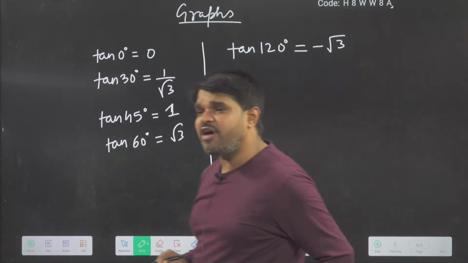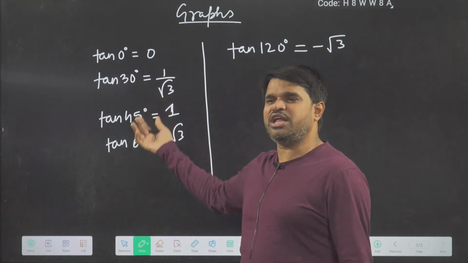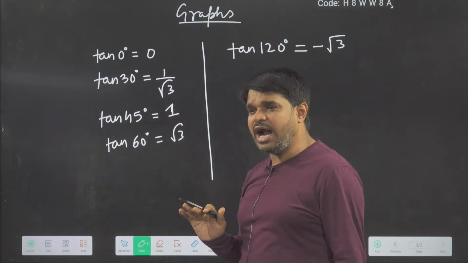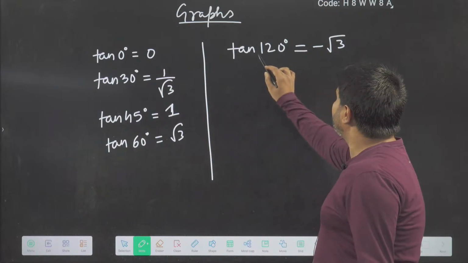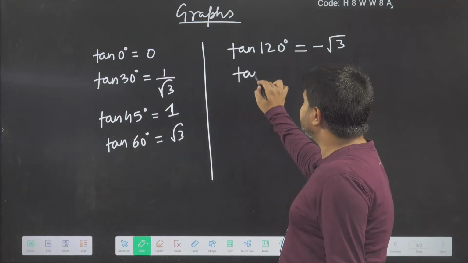Why only 90? Well, in our discussion, 90 degree is not required. You can write tan 90 is infinite, or you call it undefined. So tan 120 degrees is minus root 3. Next is tan.